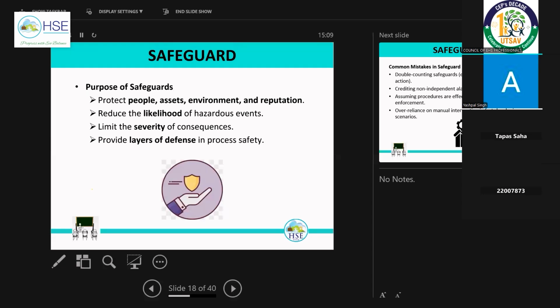Limiting the severity of the consequence is applicable to both HAZOP and LOPA, safeguard and IPL also. So it provides layers of defense in process safety. Of course, it's a layer of defense in any risk assessment, and it reduces the likelihood of the hazardous event, but the approach is different in HAZOP and other risk assessments. So in general, the purpose of a safeguard is to protect people, asset, environment, and reputation, reduce the likelihood of the hazardous event, limit the severity of the consequence, and provide a layer of defense to the process sector. These are the basic objectives.